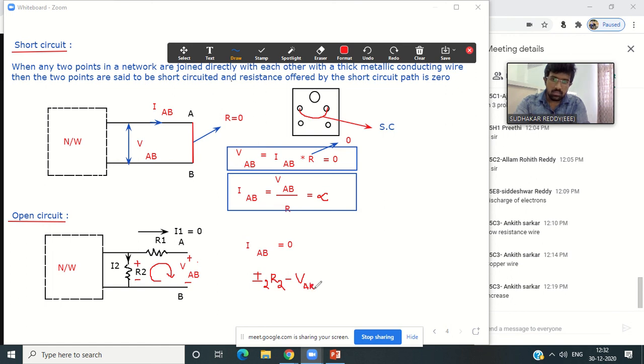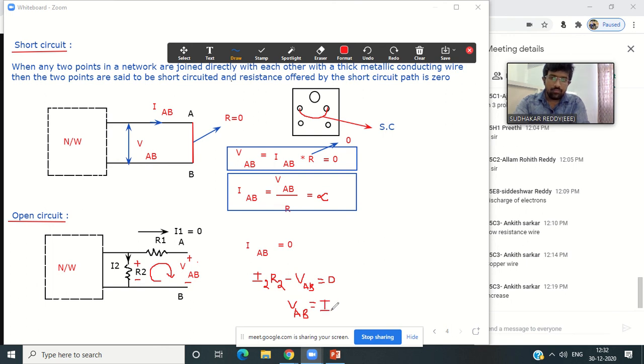Are there any other elements? No, right? That is equal to 0. Now what is the value of VAB, the voltage across AB? How much? VAB equals how much? I2 into R2. Good, I2 into R2.